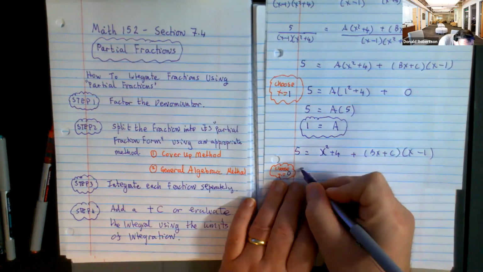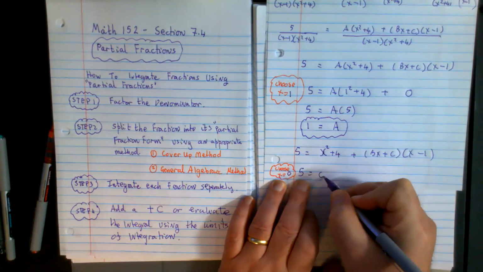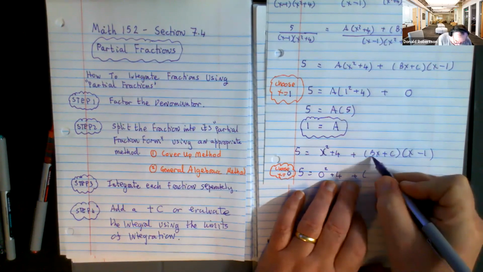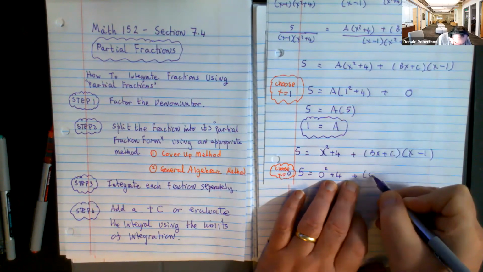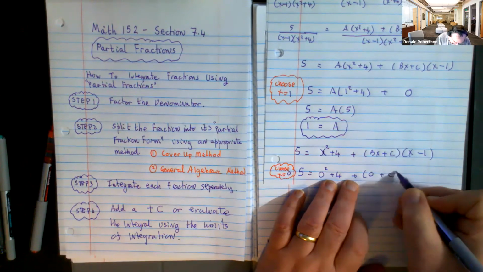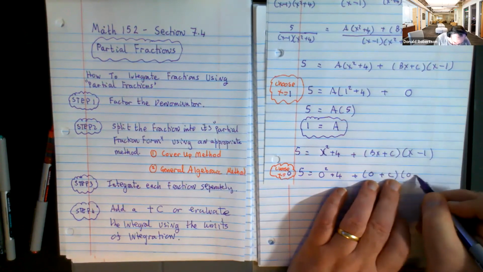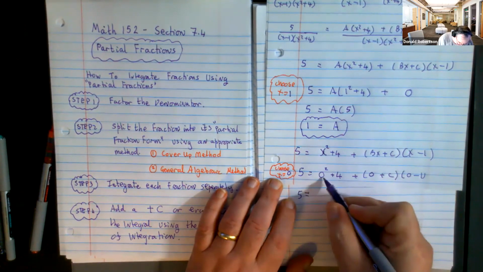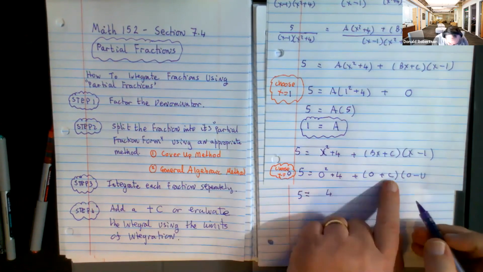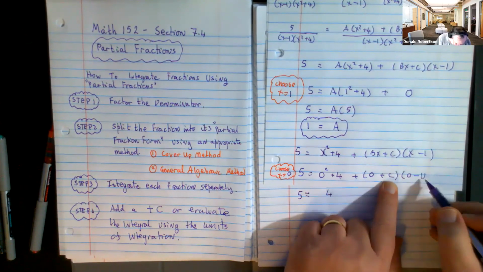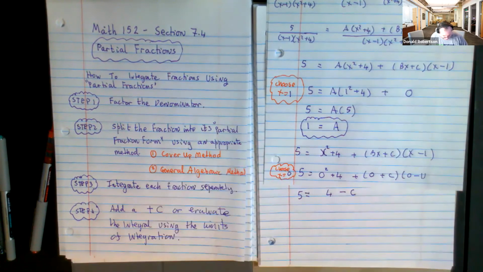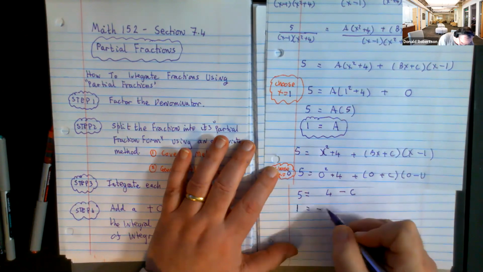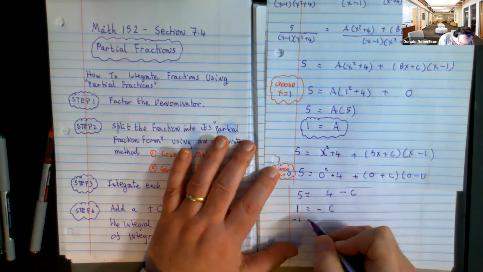Well, let's see. 5 is equal to 0 squared plus 4, plus B times 0, which means the B's disappear, plus C, and a 0 take away 1. So what have I got? I got 5 is equal to, that doesn't matter, 4. C times -1 is negative C. Subtract 4 from both sides. And now you've got C.